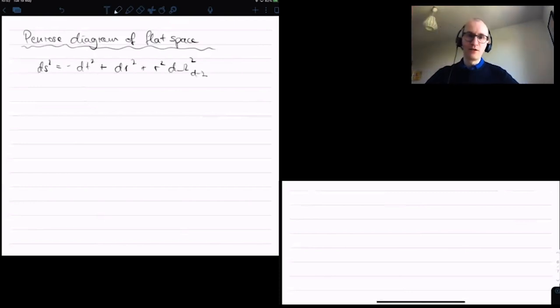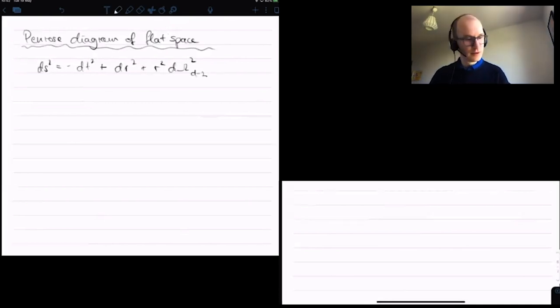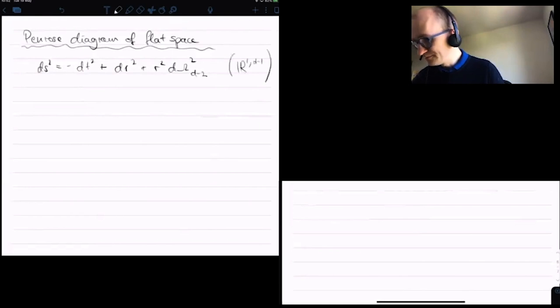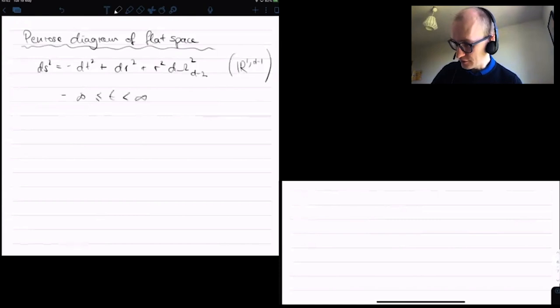Okay, so now this is flat space, and we are in how many dimensions? D minus 2, D minus 1, D. So this is D-dimensional flat space. So we would say that this is R^{1,D-1}. And I've chosen this dimension for a reason. So we have minus infinity less than t less than infinity.